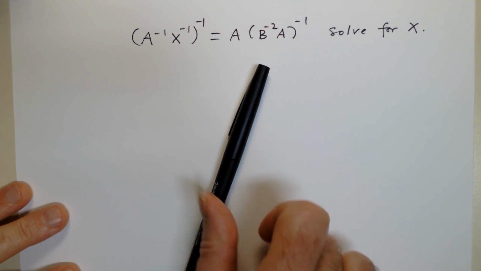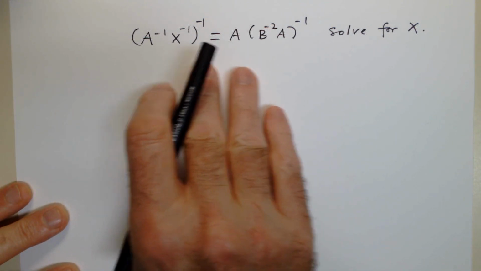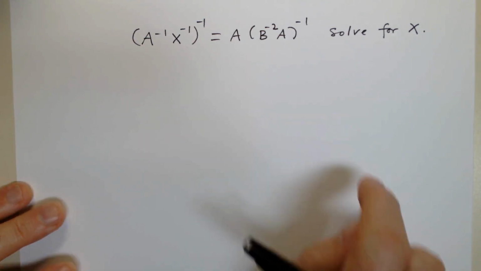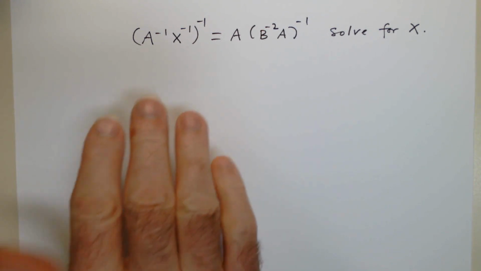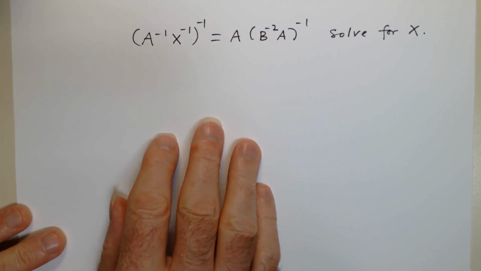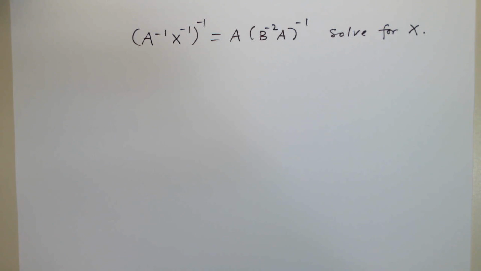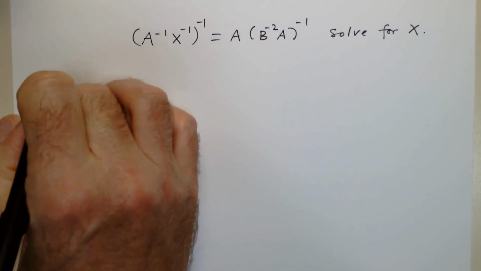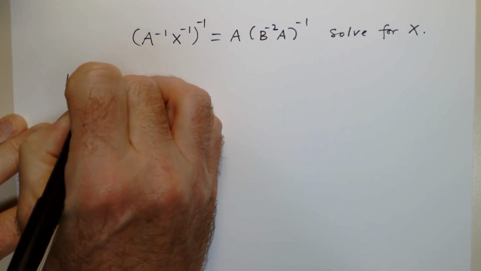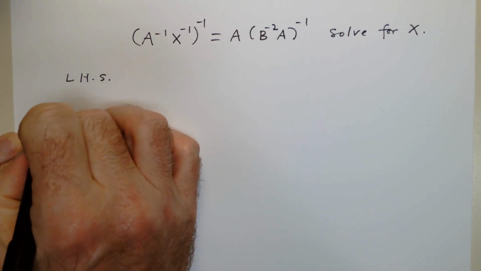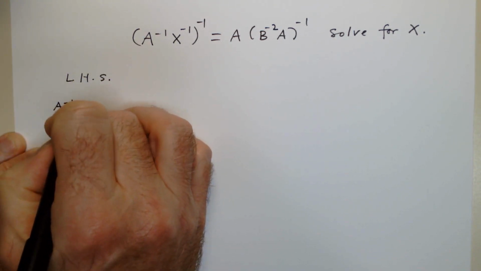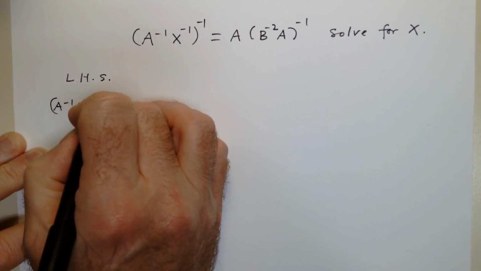All right, welcome to the document camera. We're going to solve this matrix equation for the matrix X. What I'm going to do is simplify the left-hand side a little bit, and I'll do the same on the right-hand side, and then we'll look at that simplified equation and solve for the unknown matrix X. So let's think about this left-hand side. We're presented with (A inverse times X inverse) inverse.